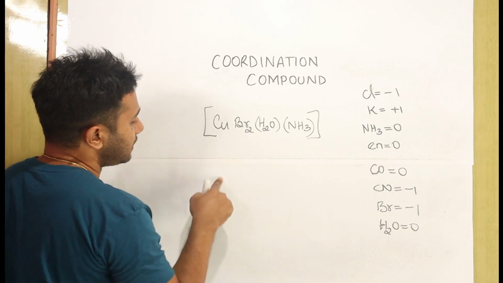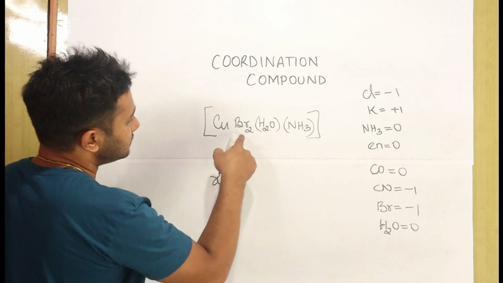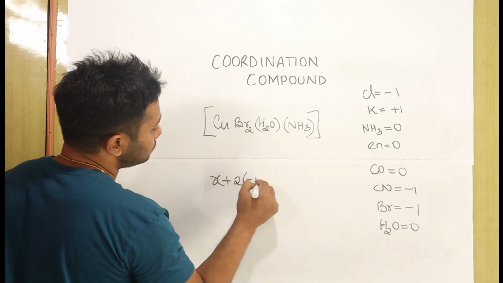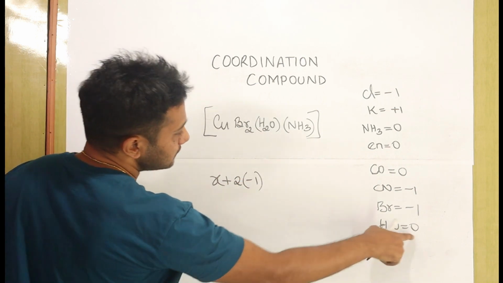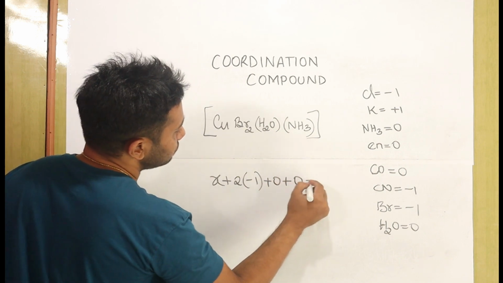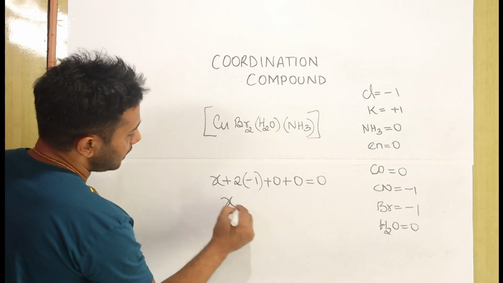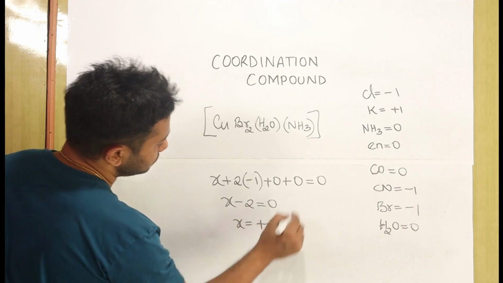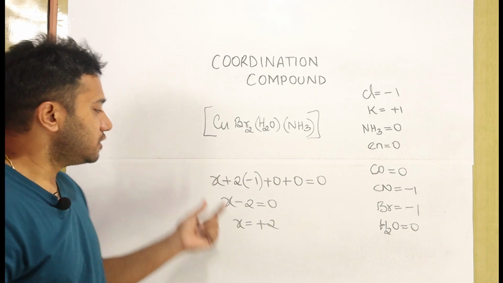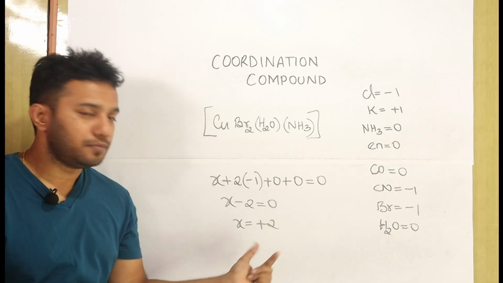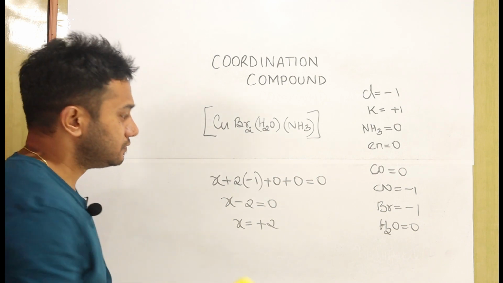So Cu is the metal ion, so I'll put it as X. Bromine is -1, since there are 2 bromine, 2 into -1. Water is 0, it is a neutral ligand. Ammonia is also 0. So X -2 equals 0, X is equal to +2. So out here, the oxidation state of the metal ion is +2.